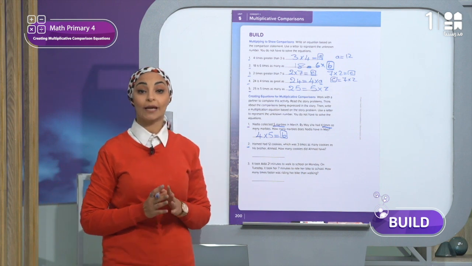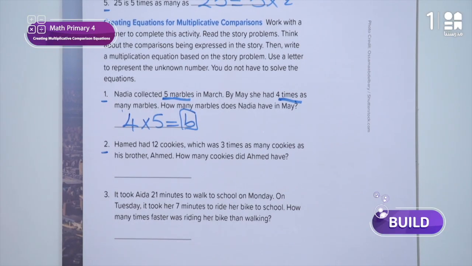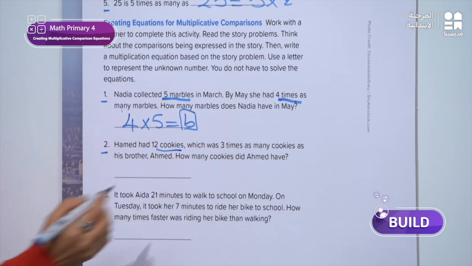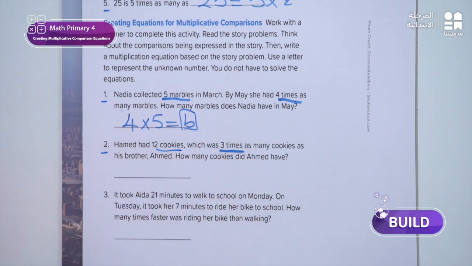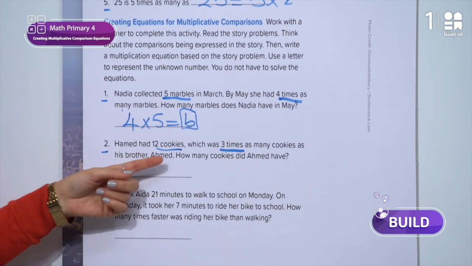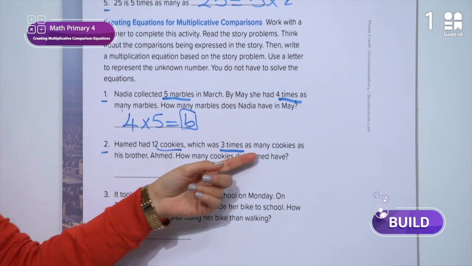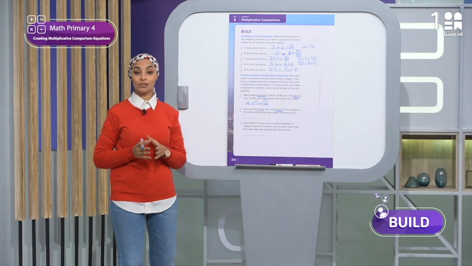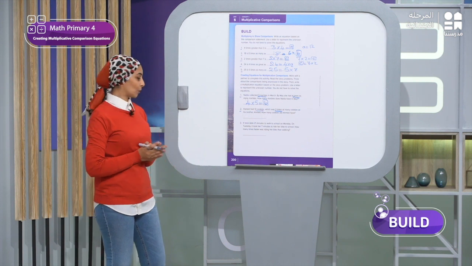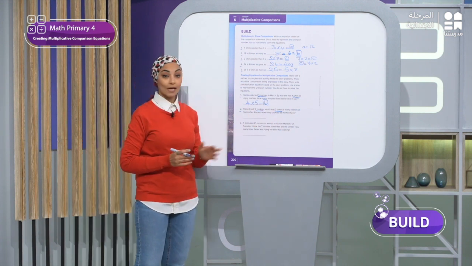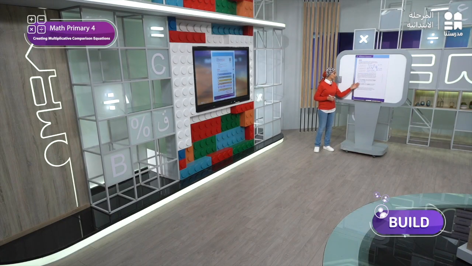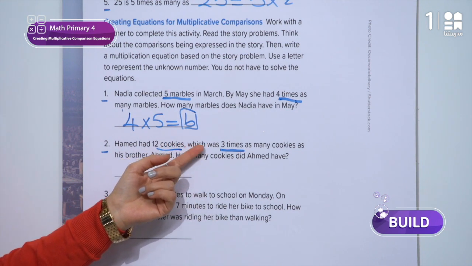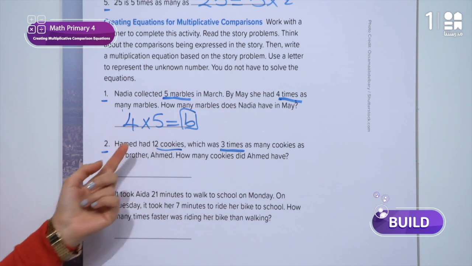Problem number 2 says Hamed had 12 cookies, which was 3 times as many cookies as his brother. His brother has one third of that, 3 times. The question says how many cookies did Ahmed have? He wants to know how many cookies his brother Ahmed has. So I must write the equation, right? He says 3 times as many cookies as his brother. First I want to see the information I have: Hamed has 12 cookies, and these 12 cookies are 3 times as many cookies as his brother.